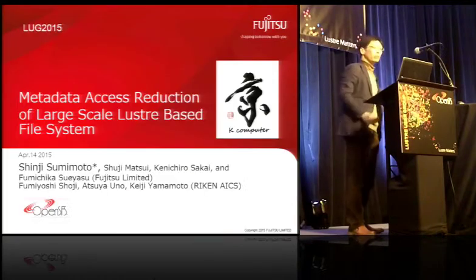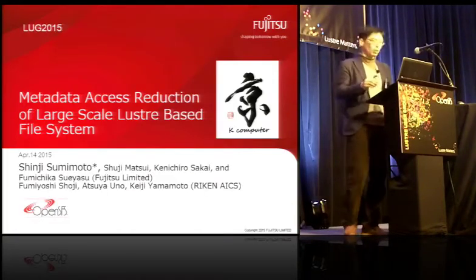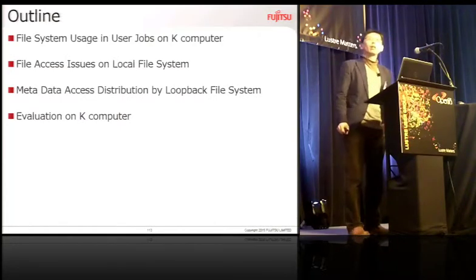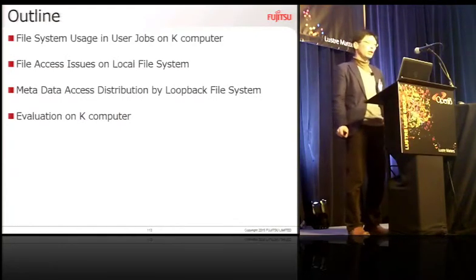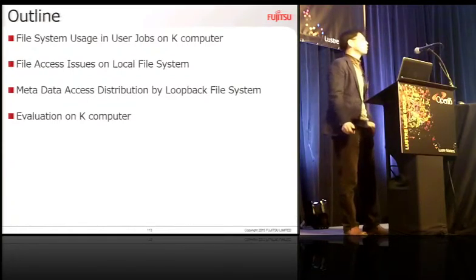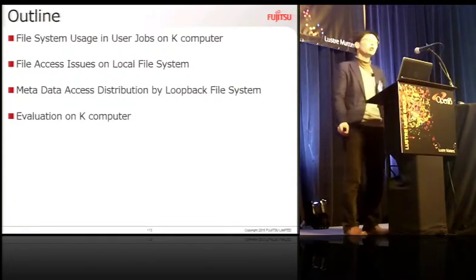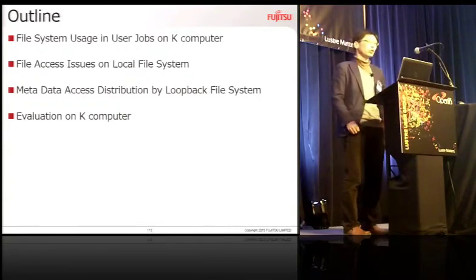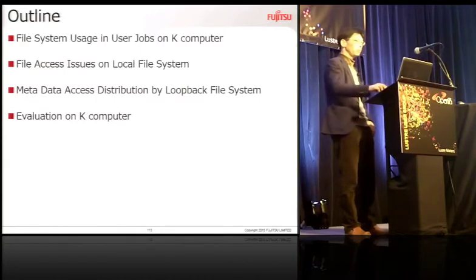So the next talk is metadata access reduction. And here's the outline of my talk. First, I introduce some file system usage in a user job on the K computer. Then I talk about some file access issues on a local file system. And then I talk about metadata access diffusion by a loopback file system and evaluation on the K computer.